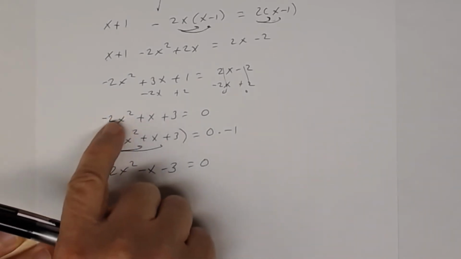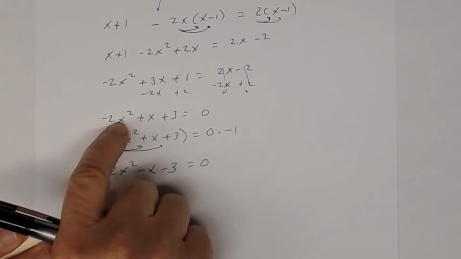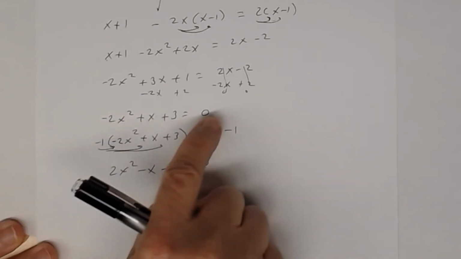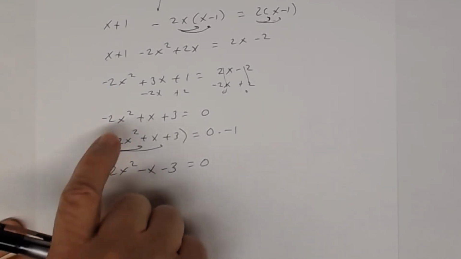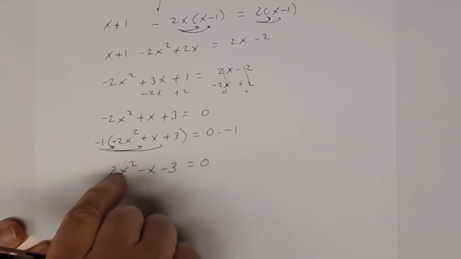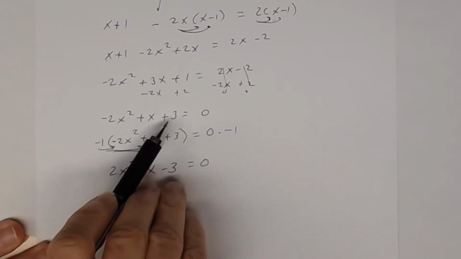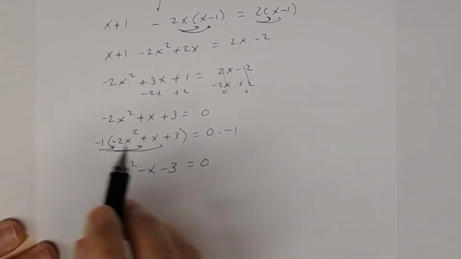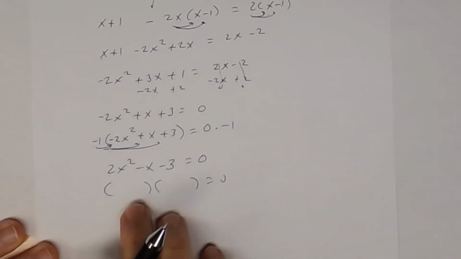So notice what happens. When you want to make the x squared term a different sign, you're going to multiply every term by negative 1 on both sides. Notice the signs of these terms are opposites. Negative 2x squared, positive 2x squared. Positive x, negative x. Positive 3, negative 3. 0, 0. Okay?